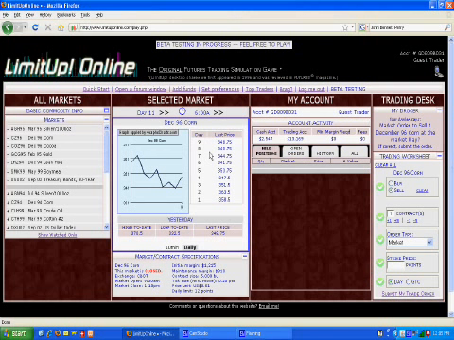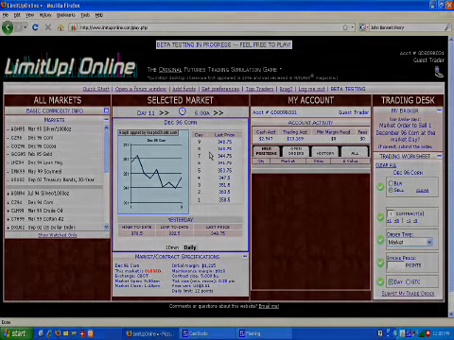For now, I think we've discussed enough for you to try a few transactions on your own. I use limituponline.com in this demonstration because it's fast, it's easy, and it's free, and you don't need to open an account. And it's the most fun you'll have trading futures with someone else's money.